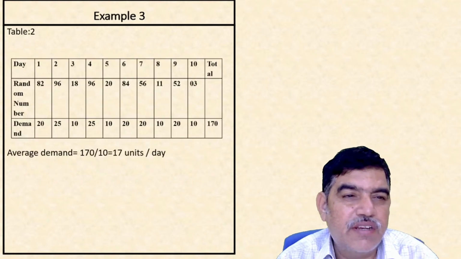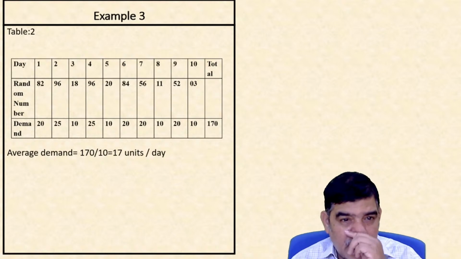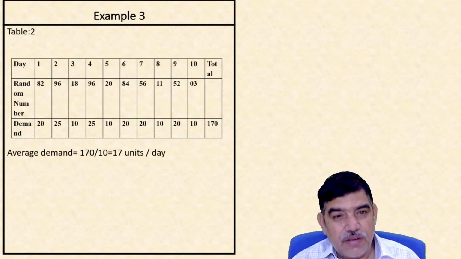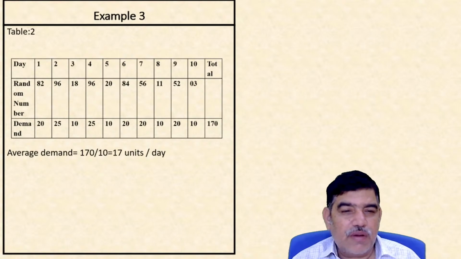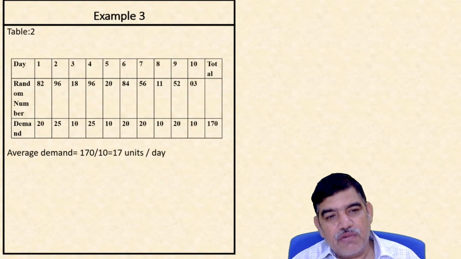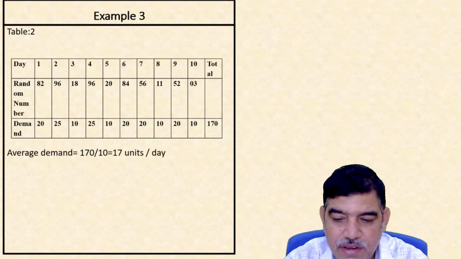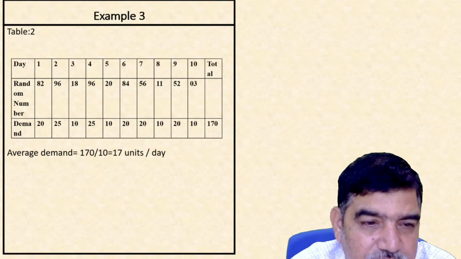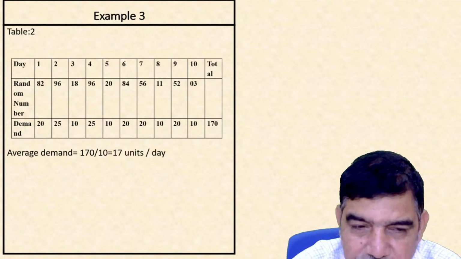In this way, we calculate for 96 that is 25, for 18 that is 10, for 96 that is 25, for 20 that is 10, for 84 that is 20, for 56 that is 20, for 11 that is 10, for 52 it becomes 20, for 03 it becomes 10. So we have to calculate the total demand, that is 170. Average demand equals total demand divided by number of days, that is 170 divided by 10, that is 17 units per day.